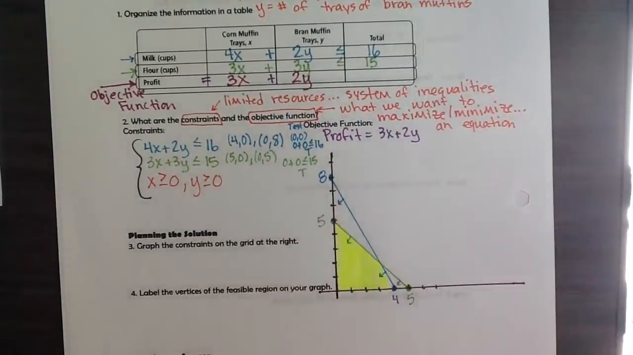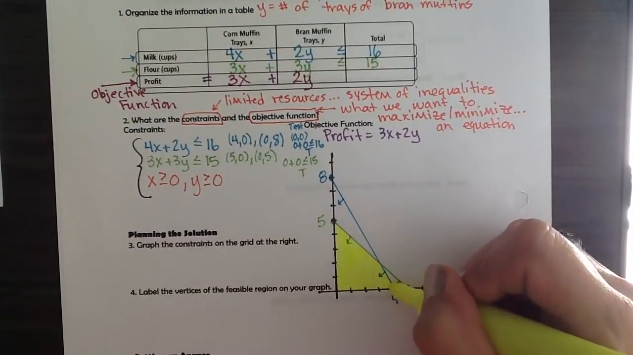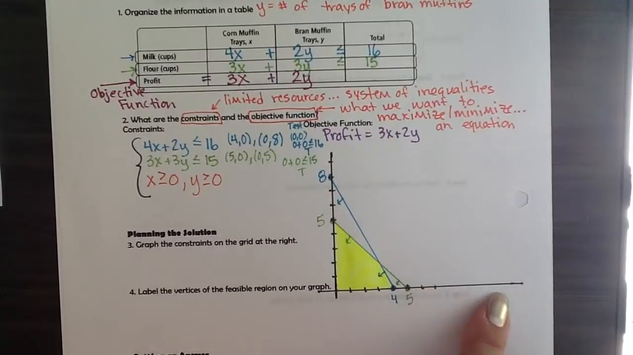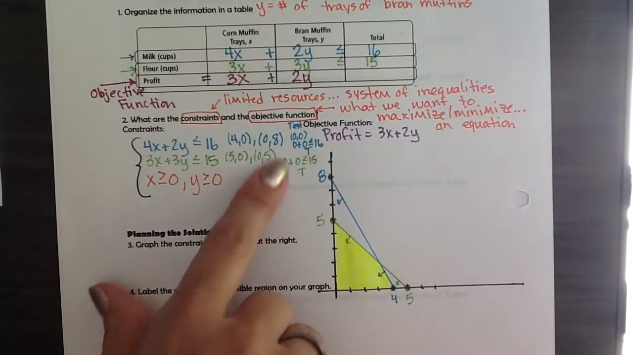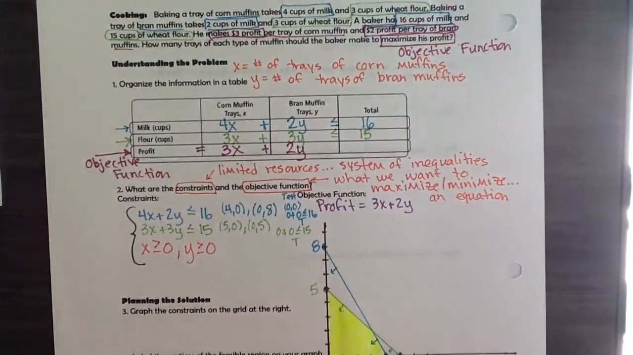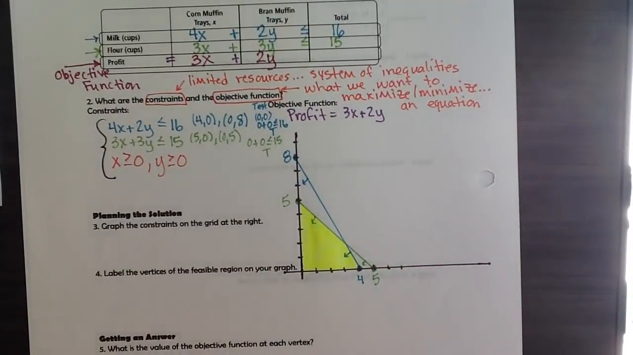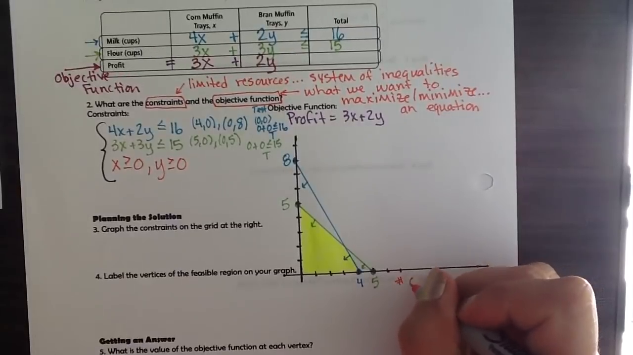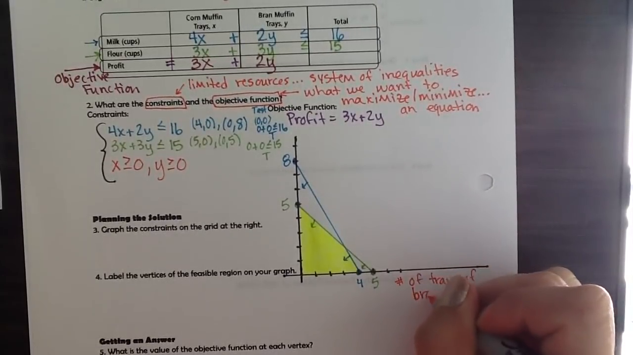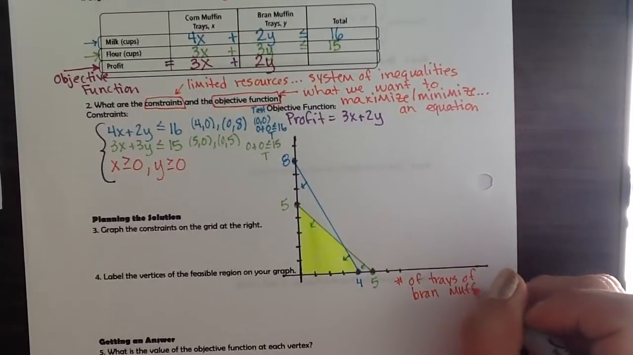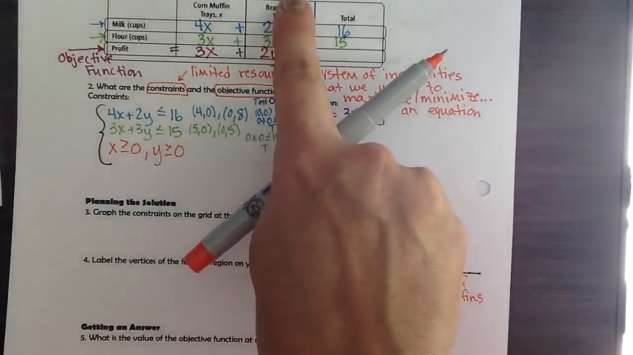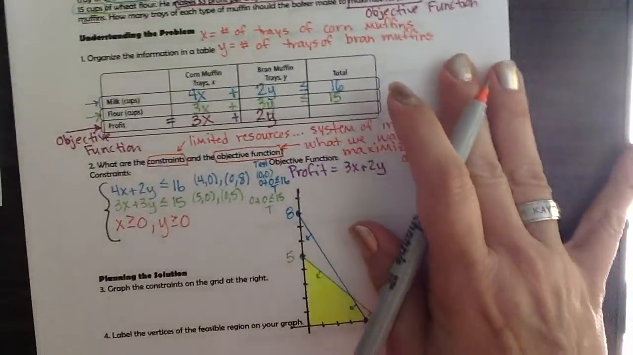Now, one thing that's going to be different about creating this graph versus when we don't have a story problem is that I'm not going to label my axis x and y. I'm going to label my axis by what x and y represent. So my x values were the number of trays of bran muffins. And my y-axis was the number of trays of, oops, I did that backwards.